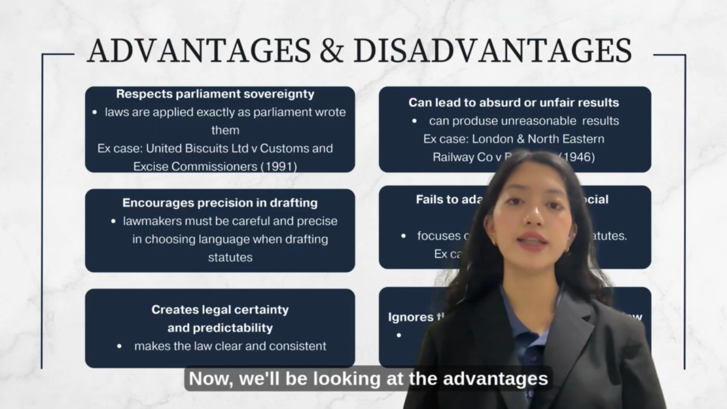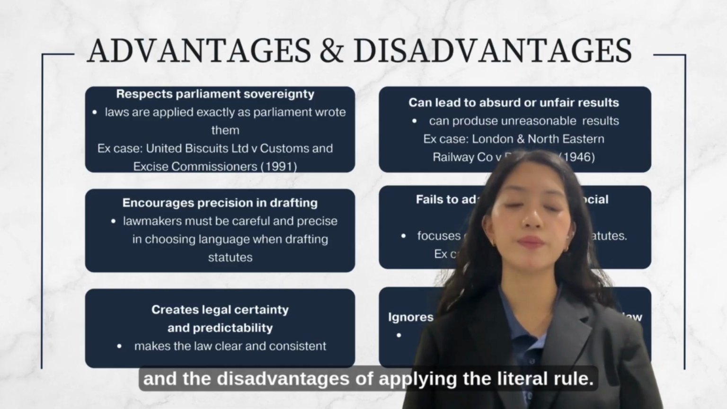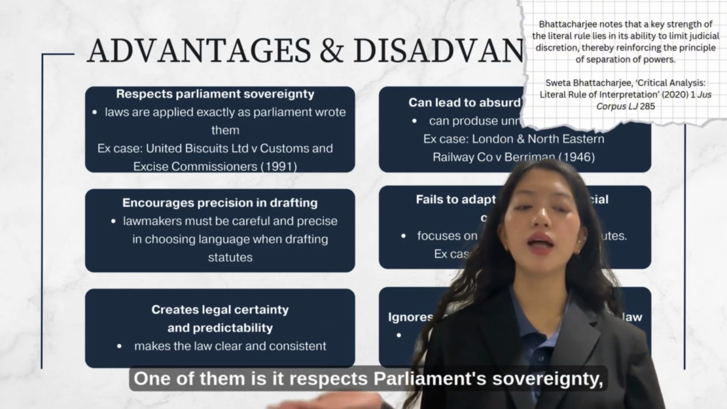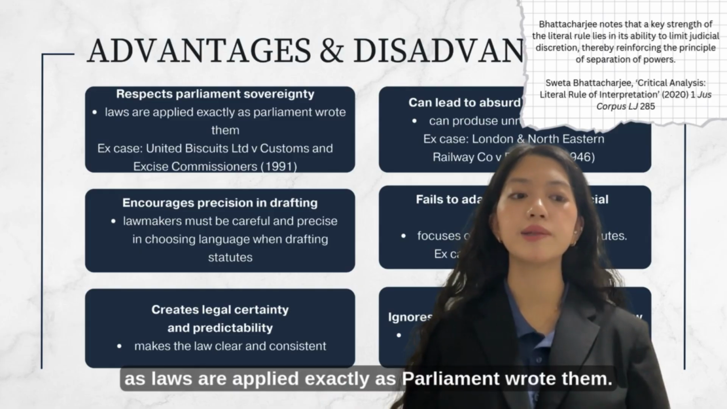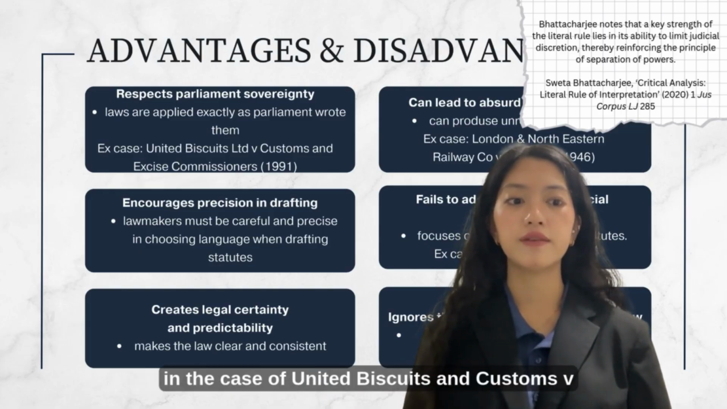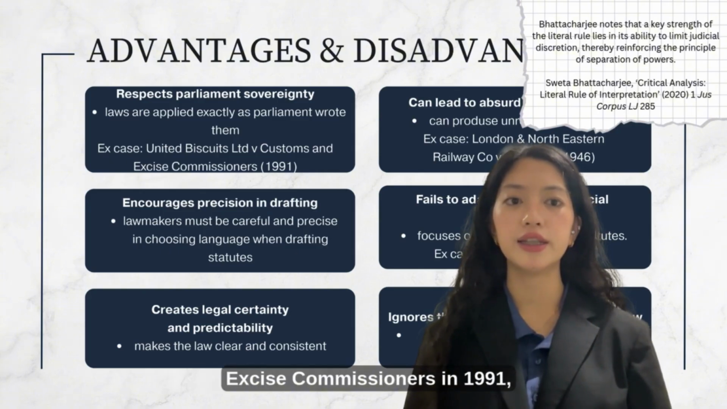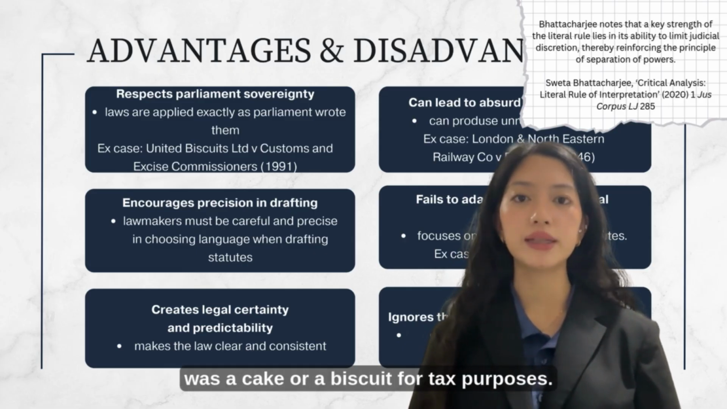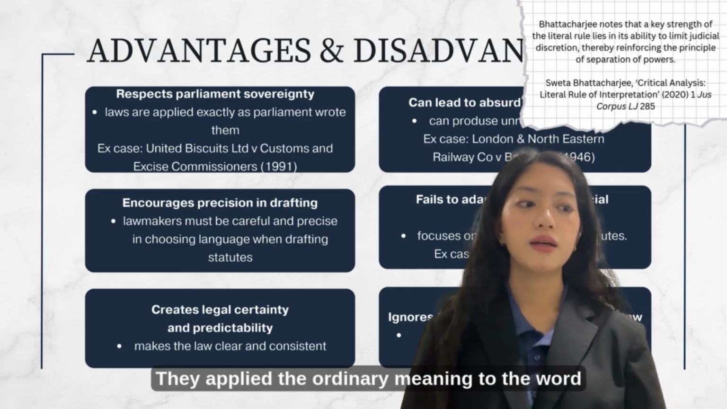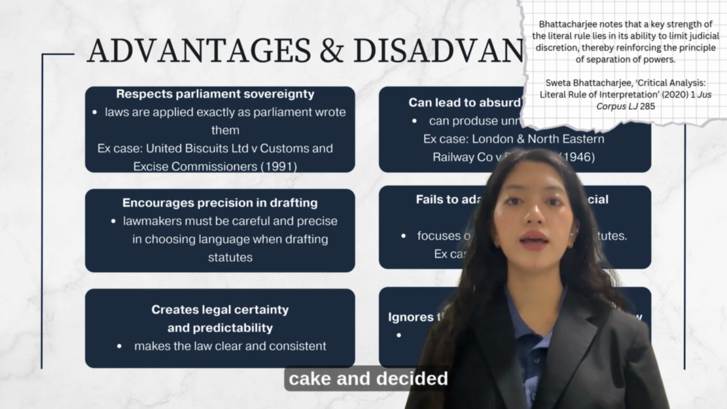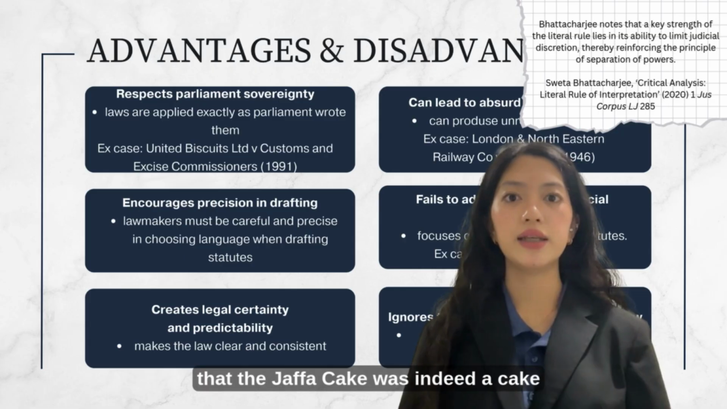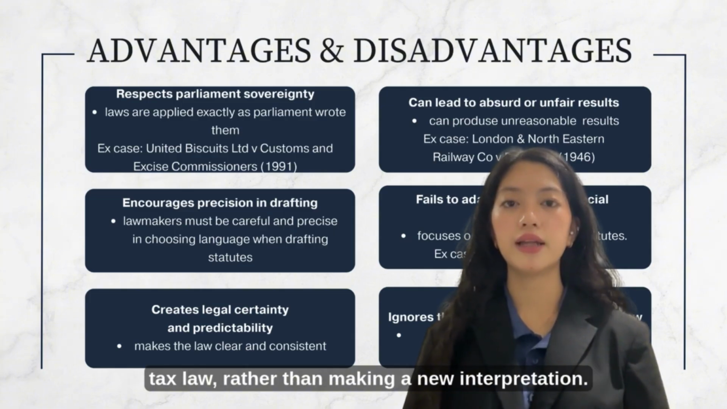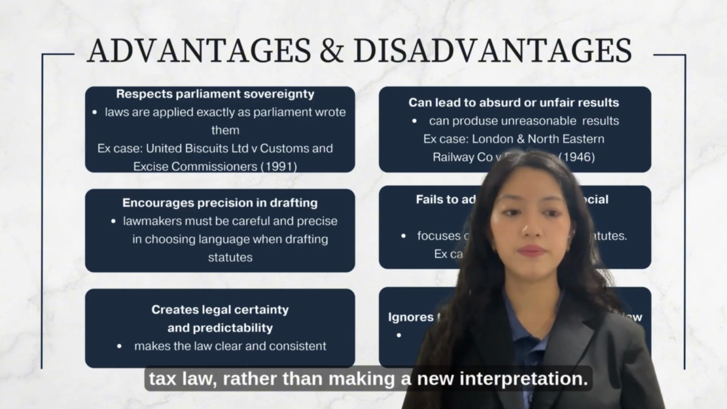Now, we'll be looking at the advantages and the disadvantages of applying the literal rule. Firstly, we'll be looking at the advantages. One of them is it respects Parliament's sovereignty as laws are applied exactly as Parliament wrote them. For example, in the case of United Biscuits and Customs and Excise Commissioners in 1991, the courts had to decide whether the Jaffa cake was a cake or a biscuit for tax purposes. They applied the ordinary meaning to the word cake and decided that the Jaffa cake was indeed a cake and not a biscuit. This showed respect for Parliament's exact wording in tax law rather than making a new interpretation.